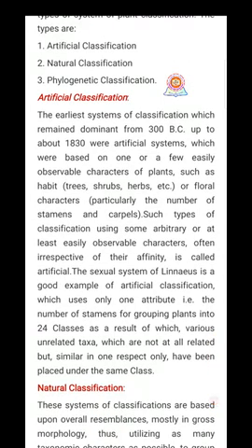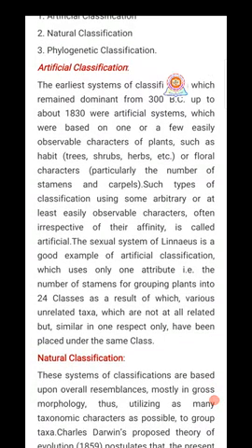The sexual system of classification of Linnaeus is a good example of artificial classification. You know the Linnaeus system of classification. In this system, some observable characters are considered, and that is a good example of an artificial system of classification. In the Linnaeus system, plants are grouped by the number of stamens into 24 classes, as a result of which various unrelated taxa, which are not at all related but similar in one respect only, have been placed under the same class.